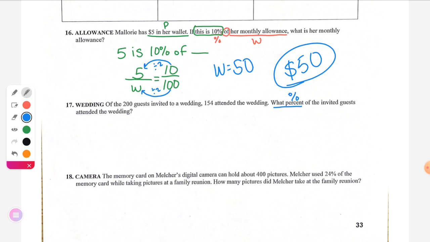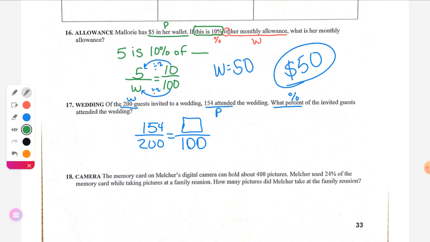Did they all show up? No, only 154 came to the wedding. So this is my part. This one is my whole. So part over whole equals, we don't know my percent, over 100. Sophie, where should my eyes go? To the left or to the right? To the left. Why? Because everything's filled in.